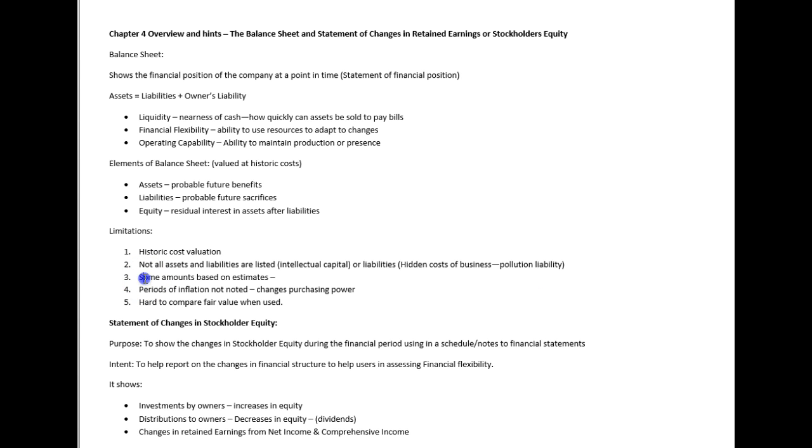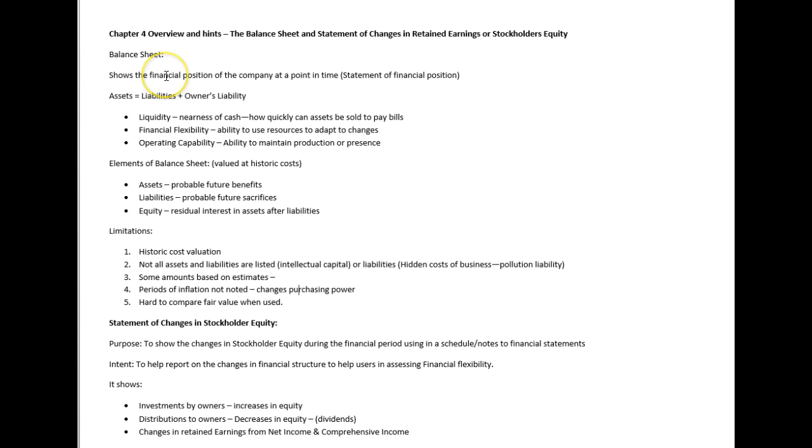Some of the amounts are based on estimates. It makes a lot of people nervous, such as when we estimate the salvage value or the allowance for doubtful accounts, and many other things that we estimate. If we miss that estimation, then our statements aren't right. It doesn't look at periods of inflation or changes in purchasing power. And sometimes it's hard to compare fair value when it's used, because not all companies use it the same.